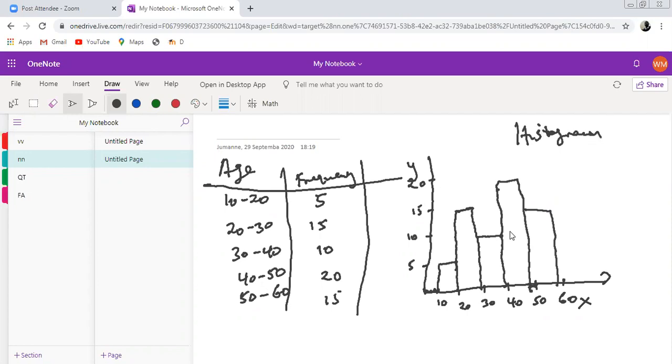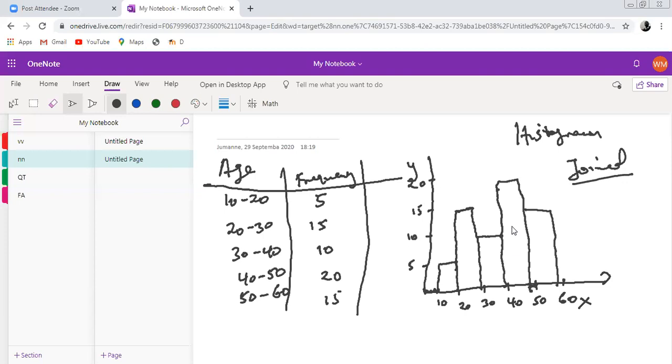The characteristic of a histogram is that these bars, the way they appear, they are all joined together. We don't have a gap between the two or between any particular bar. They are actually continuous like that. That is actually what describes the histogram.